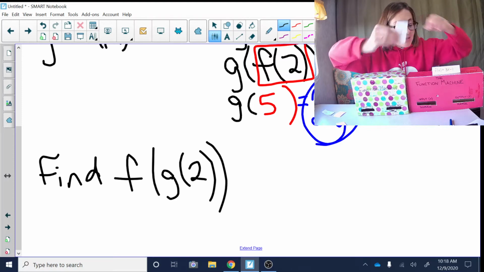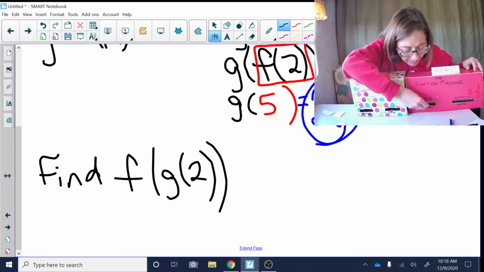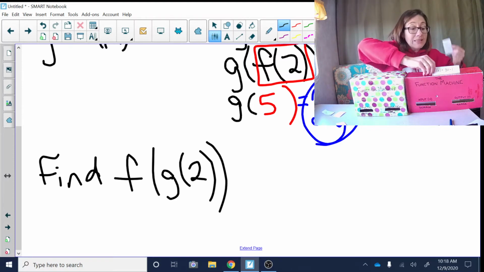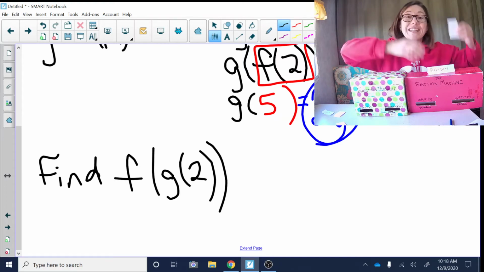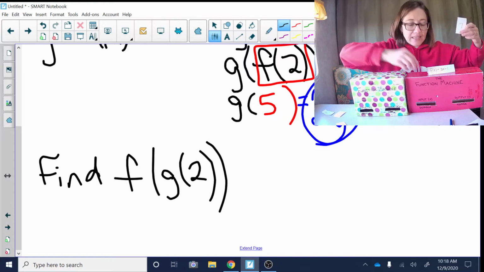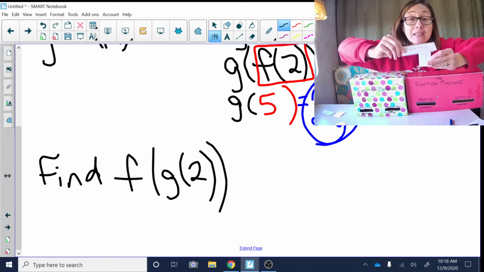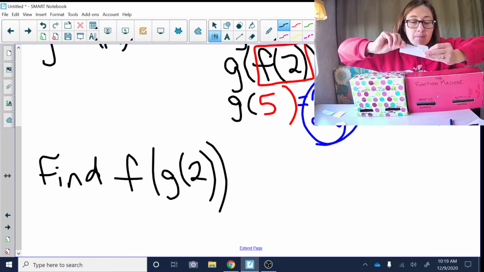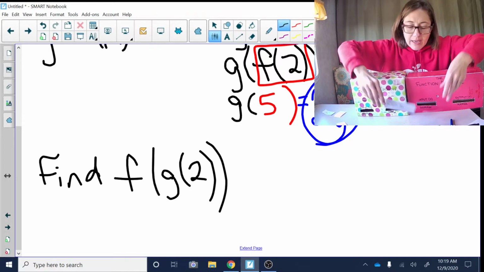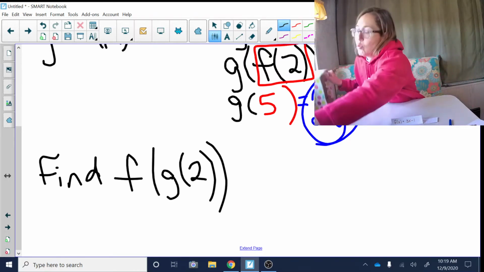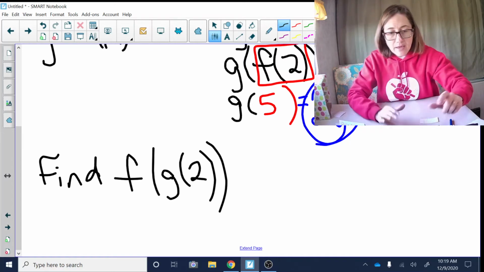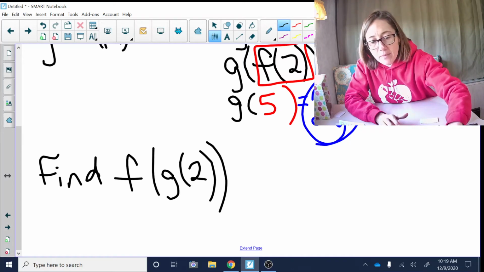Now 7 is going to go into our f of x function. 7 was the output here, but it's the input in the next, since this is like a sequence of events. So 7 goes in here. 3 times 7, you'd be at 21, and then subtract 1, you'd be at 20.